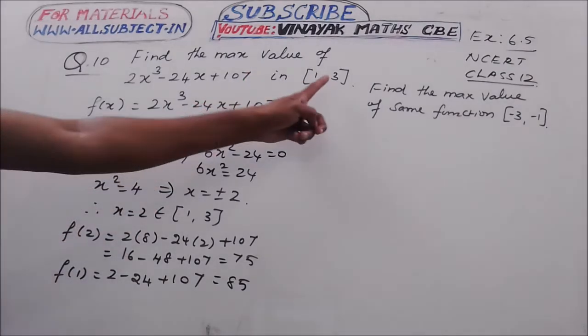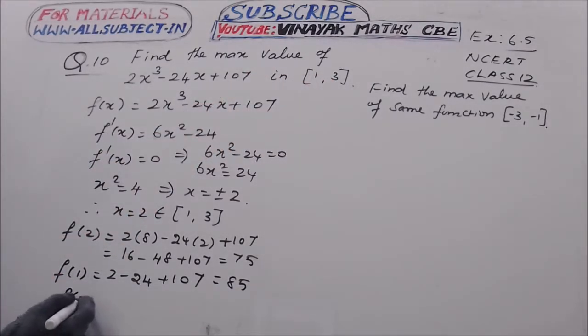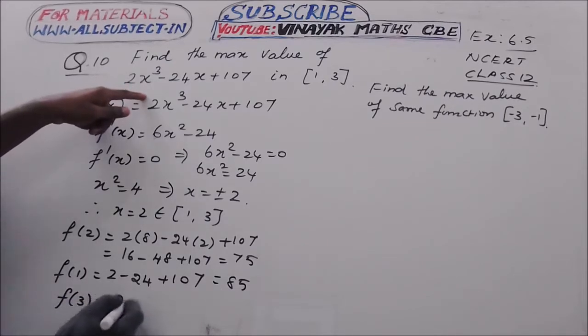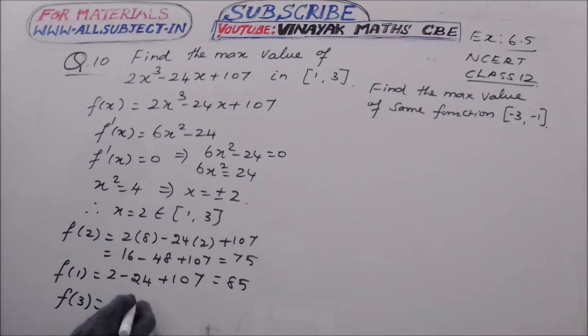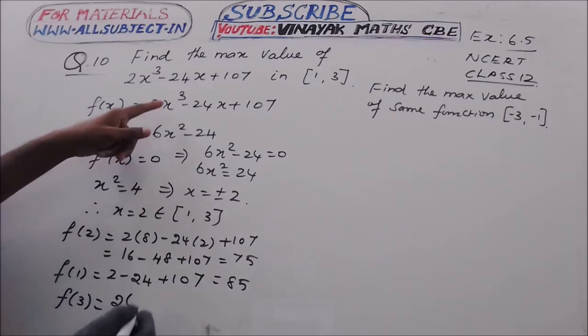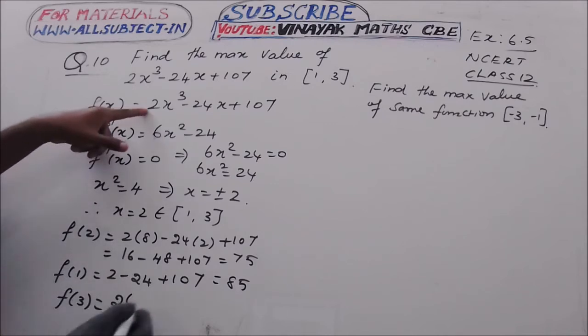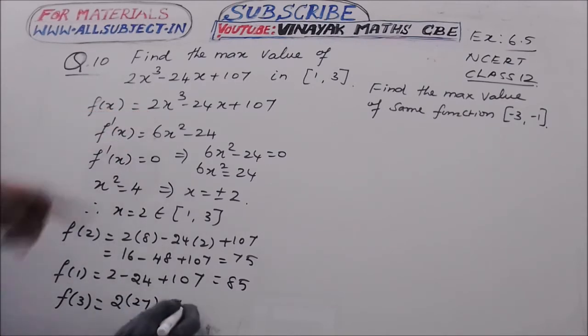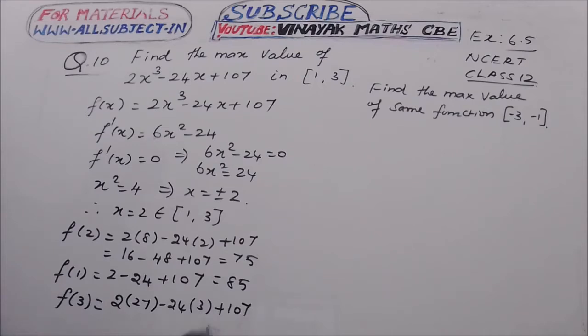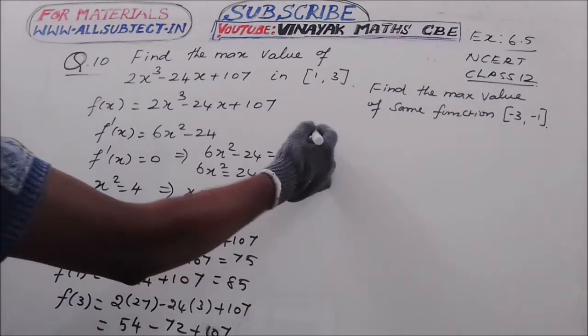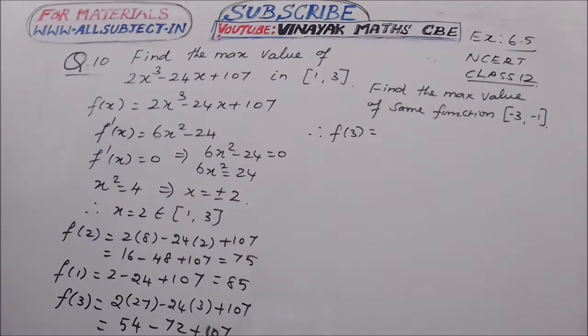And finding the f value at the endpoint 3, substituting x is equal to 3, f of 3 equal to 2 into 3 cube 27 minus 24 into 3 plus 107. Multiplying, this is equal to 54 minus 72 plus 107. Therefore, the value of f of 3, simplifying these three values, we will get 89. Listen carefully here.